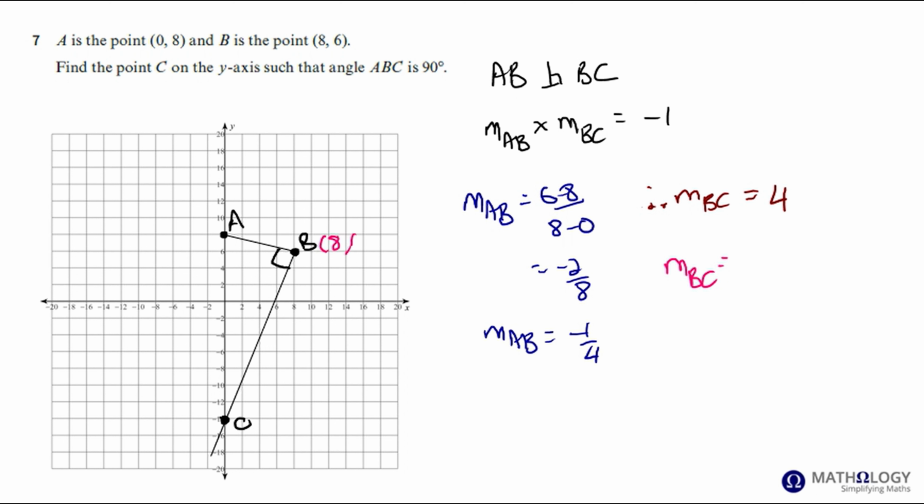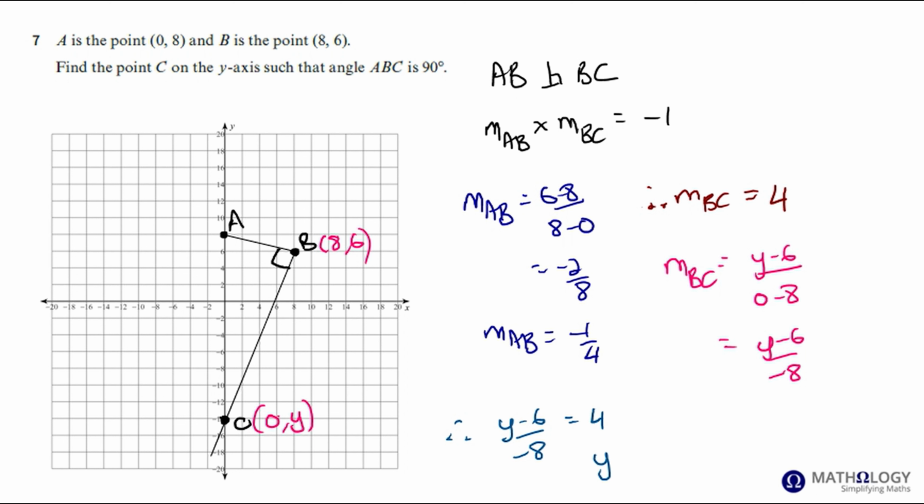B is the point (8, 6) and C is the point (0, y). So the gradient of BC will be (y - 6) over (0 - 8), so it's (y - 6) over -8. Therefore, (y - 6) over -8 equals 4, because they both represent the gradient of BC. y - 6 equals -32. y equals -32 plus 6, which is -26. C is therefore the point (0, -26).